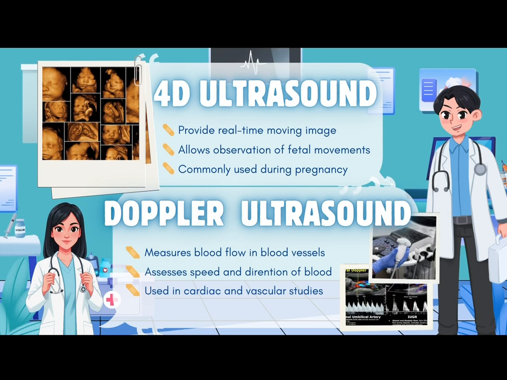Next, we have Doppler ultrasound. This type focuses on blood flow rather than organ structure. Doppler ultrasound helps doctors measure the speed and direction of blood flow in blood vessels and the heart. It is important for detecting circulation problems, blockages, or any abnormalities in blood flow.